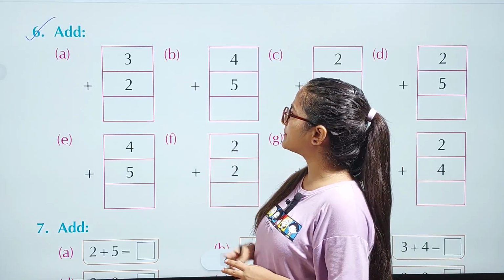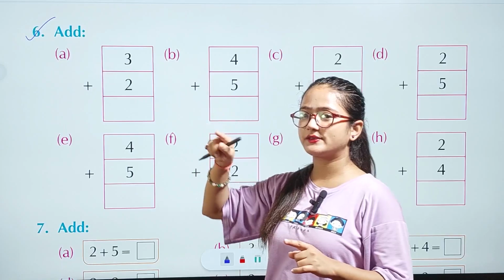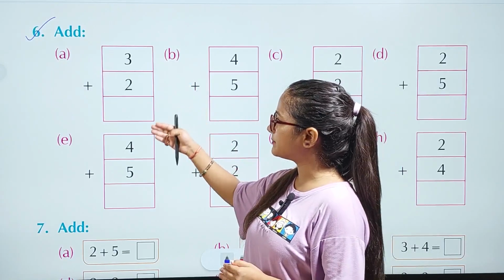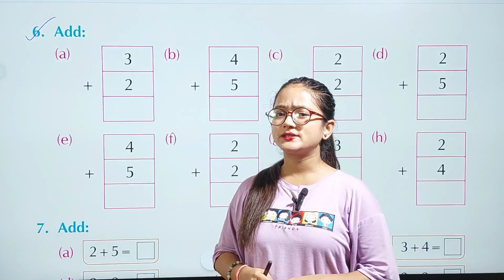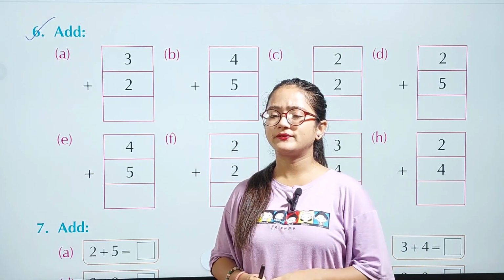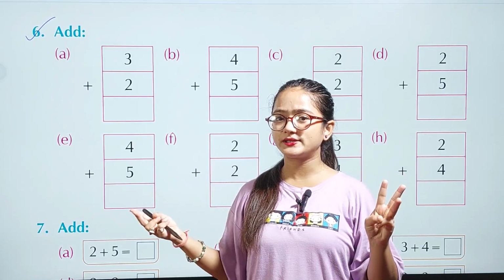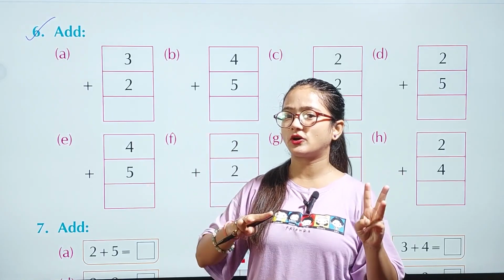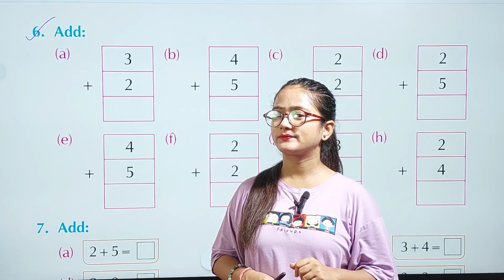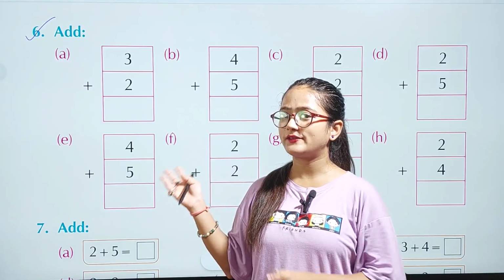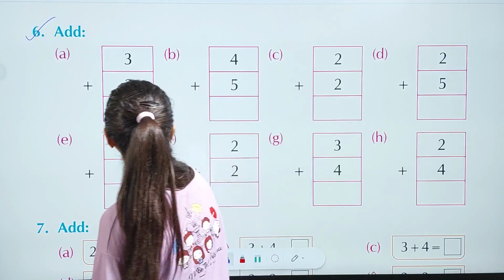And here you can see that it is given over here, number 3 is given, then beneath that number 2 is given. Okay, so just imagine, for example, you have given 3 toffees, and your brother or sister have given you 2 more toffees. Then how many toffees are there in total? There are 5 toffees. Okay, so you have to write down 5.